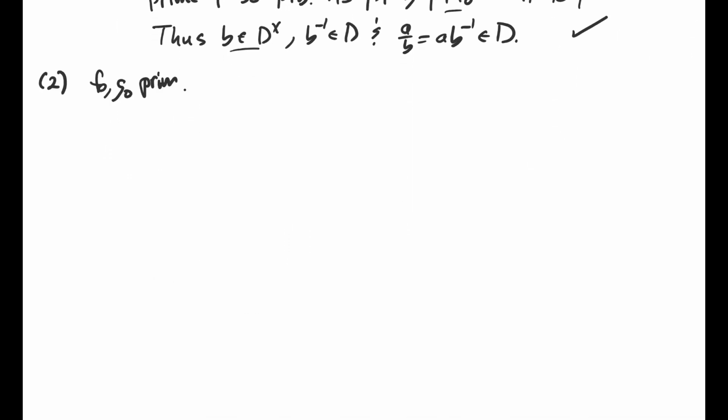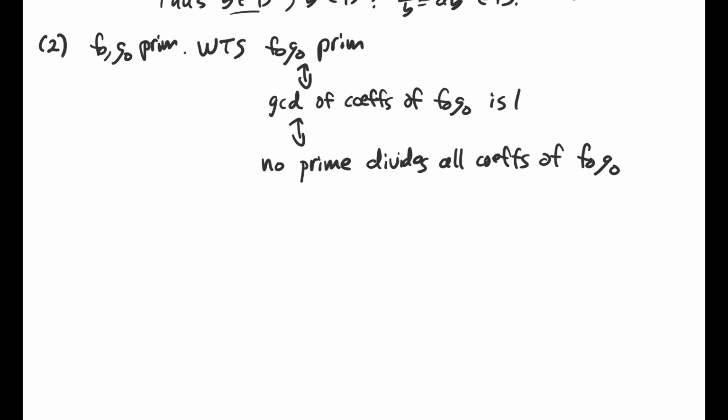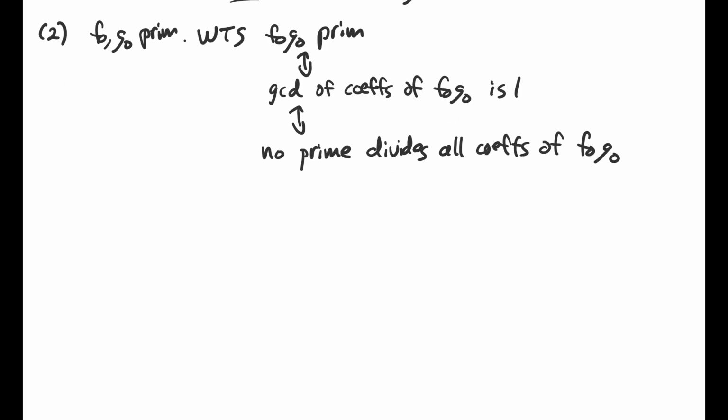For number 2, we've got two polynomials in D[x], f naught and g naught, and they're primitive. And we want to show that the product stays primitive. So that means we need to show that the coefficients have no greatest common divisor. That means we want to show that there aren't primes dividing all the coefficients of f naught g naught, so that the greatest common divisor can only be a unit.